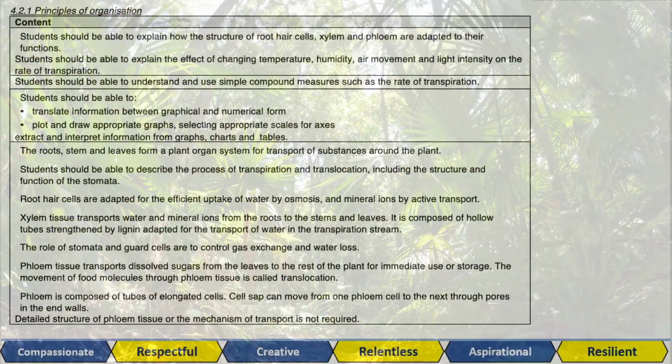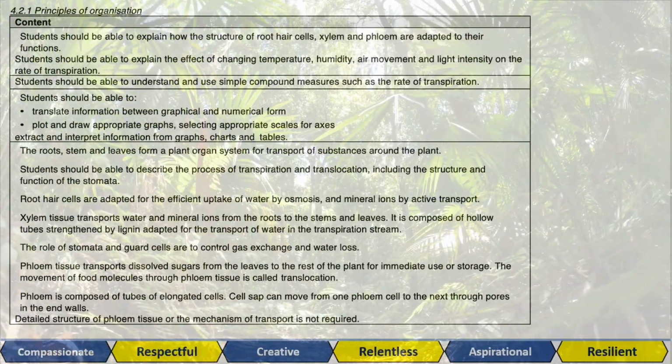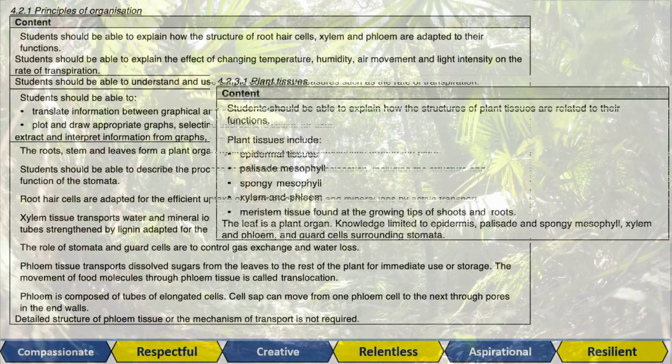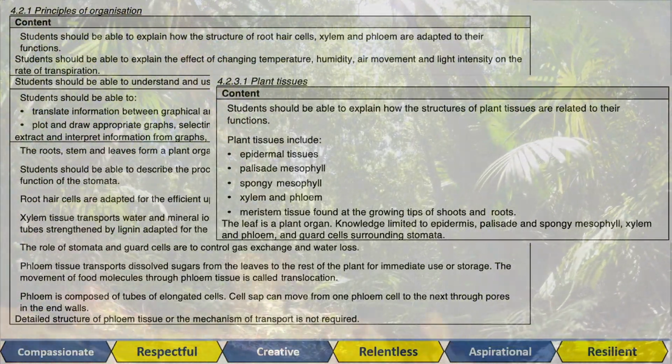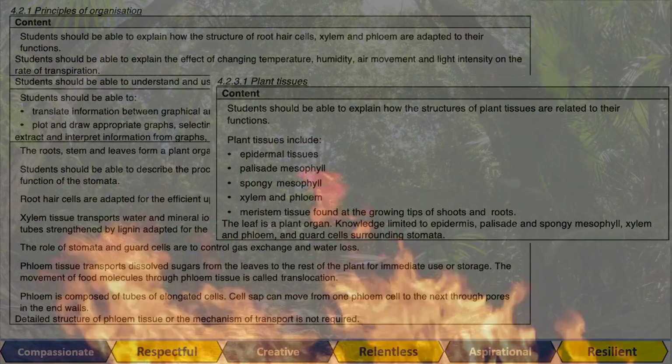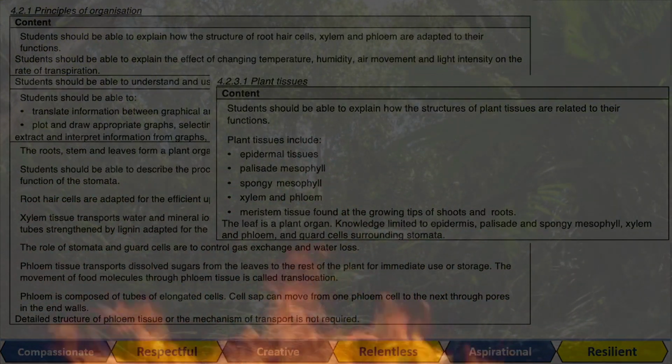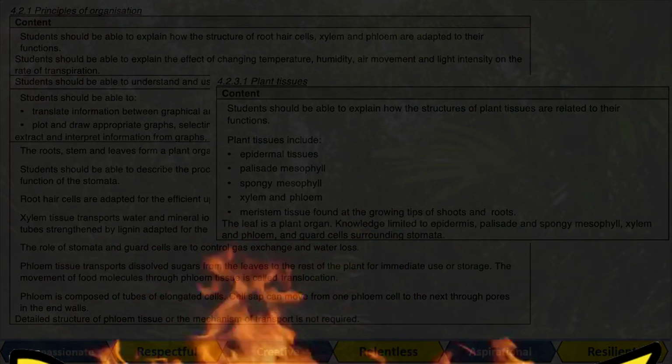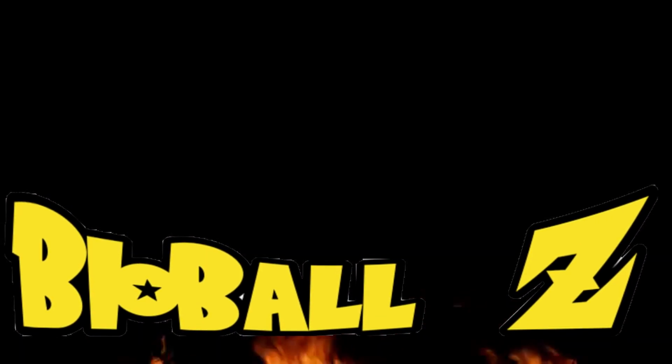And now, our heroes have found themselves in the jungle of plant tissues. Will they be able to describe the different organs and tissues of plants, or will they leave empty-handed? Find out in today's exciting episode of Ball Z.